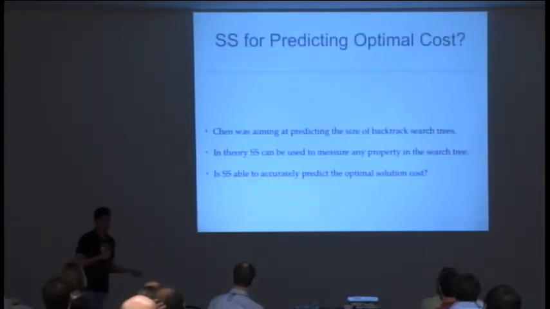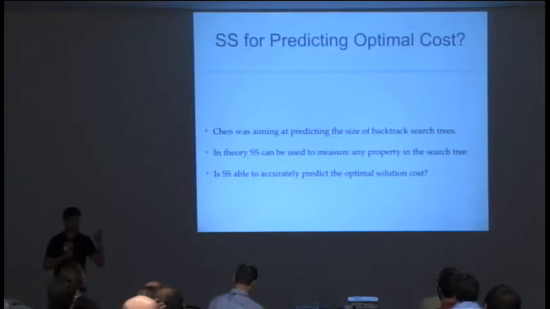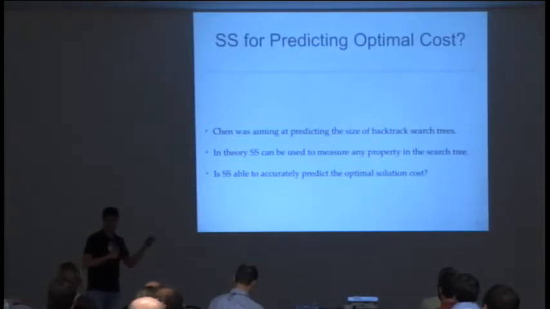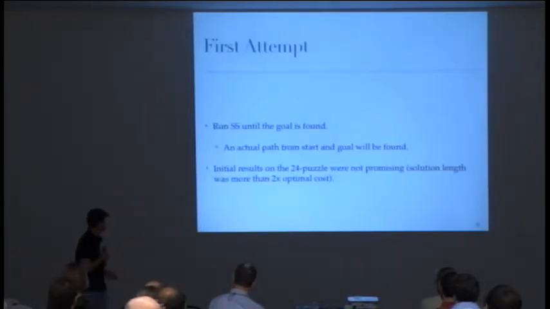So can we use this to predict the optimal solution cost? What I find very interesting about this algorithm is that you could use it to measure any kind of numerical property of a search tree. In Chen's case, he was measuring the size of a search tree, but you could think of any other measure you want to see in a search tree and use this algorithm as well. So I was wondering, maybe we can use this to predict the optimal solution cost. And we gave it a try.